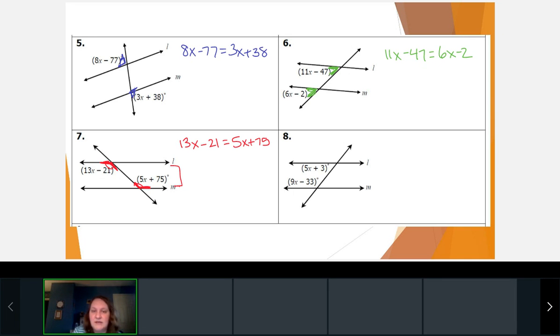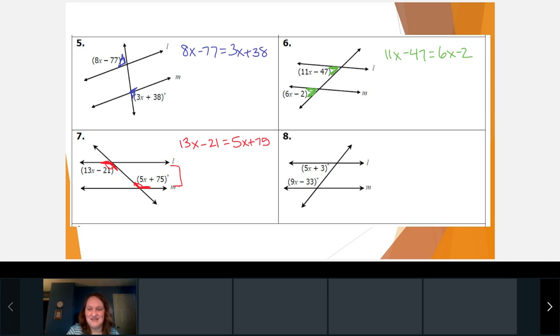All right, last one, at least for this polling stuff. In number 8, I see a 5x plus 3 and a 9x minus 33. Look at the angles that they're labeling and tell me, are these angles going to be equal or supplementary? Check mark equal, X supplementary. Nice. Get a couple more answers there. If you think they're equal in number 8, click the check. If you think they are supplementary, click the X.